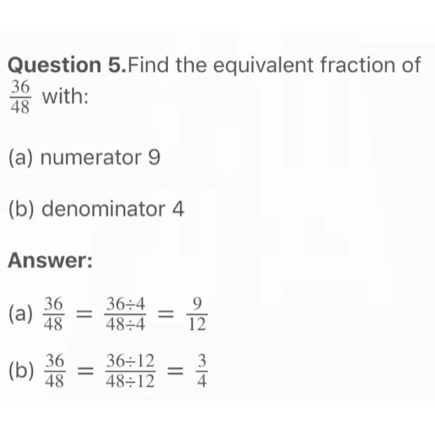Now children, we have to find out a fraction which is equal to 36 by 48 where the denominator is 4. So what we will do, first we will divide 48 by 4 and we will get the quotient as 12. Now we will divide the numerator 36 by 12 and we will get the numerator as 3. Hence the fraction obtained equivalent to 36 by 48 is 3 by 4 where the denominator is 4.